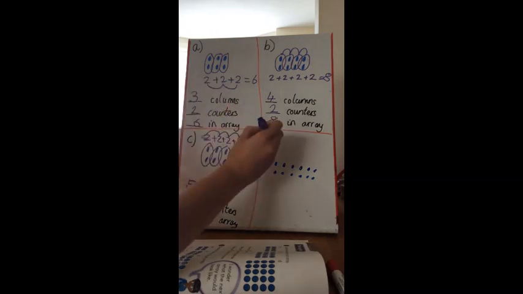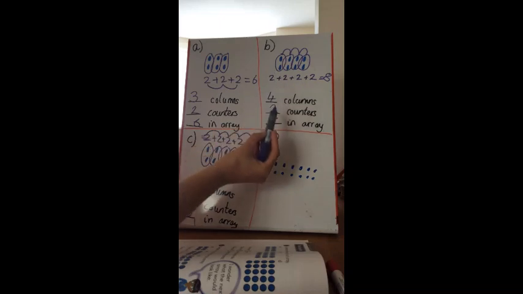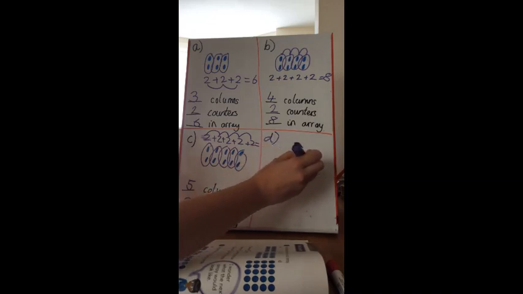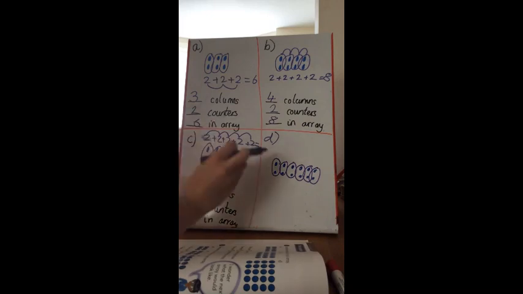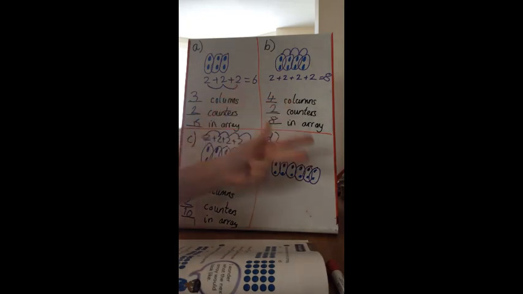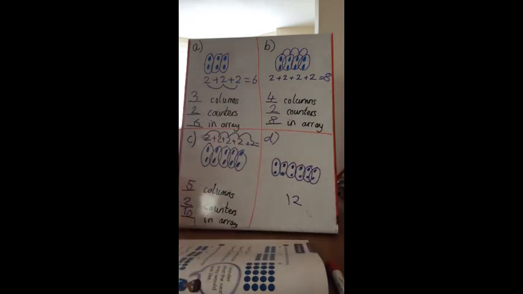Now for your extension for our D, we had 3 columns of 2 counters, 4 columns of 2 counters, 5 columns of 2 counters, so you should have 6 columns. 1, 2, 3, 4, 5, 6. 6 columns with 2 counters in each column. So that would be 6 lots of 2. 2, add 2, add 2, add 2, add 2, add 2. What would that be? 2, 4, 6, 8, 10, 12. So there will be 12 counters in total. If you got that, you're a fabulous mathematician.